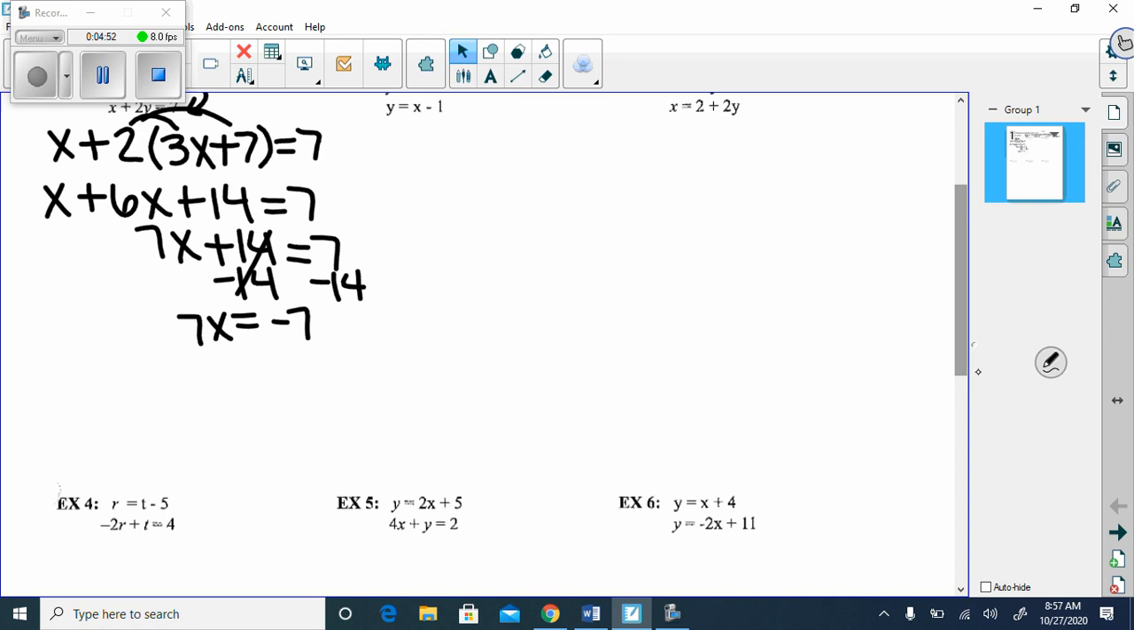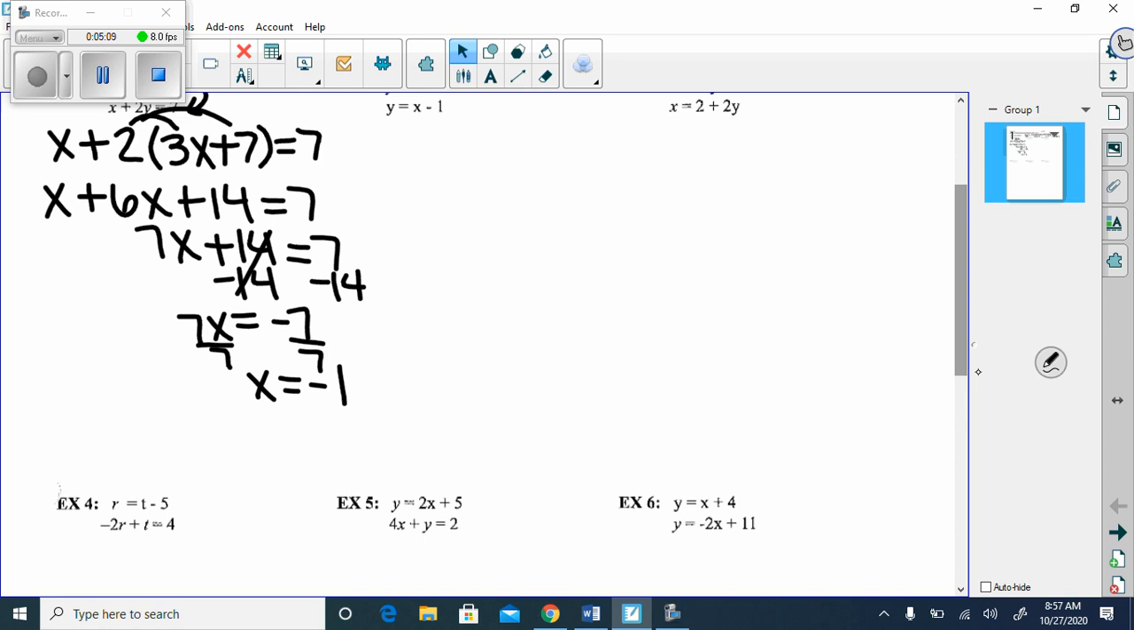And then what would I do? Divide by 7, so I'm going to end up with x equals -1. Very good. All right, so I found some x value, right? But we said we also have to find y.